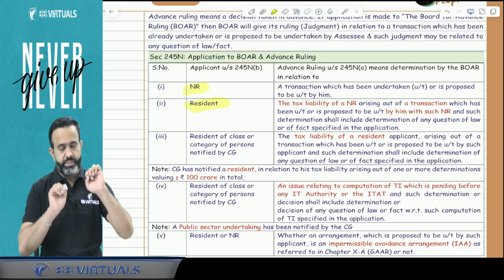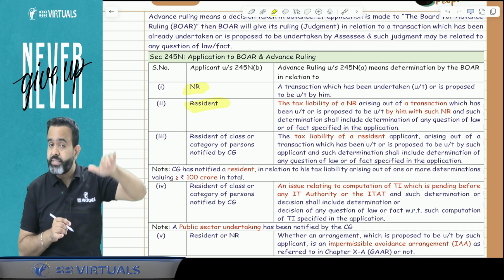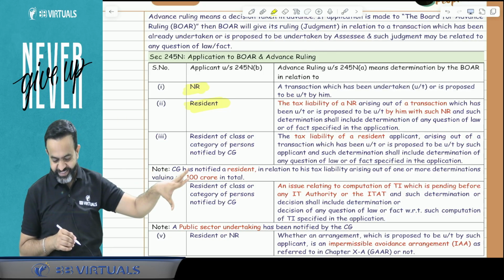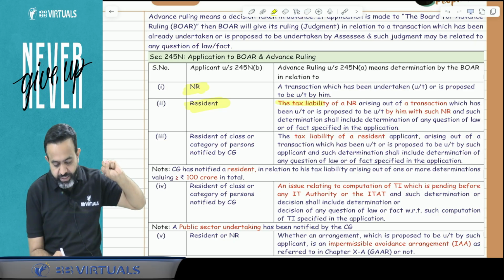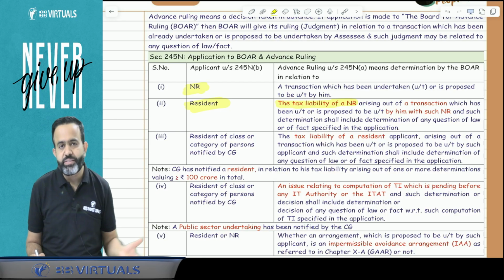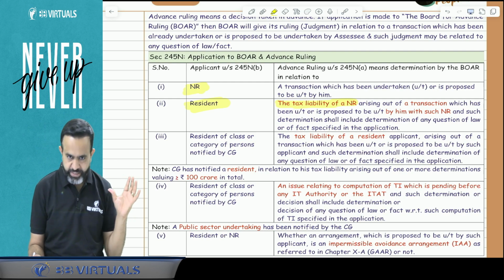If any resident person is doing a transaction with the non-resident, that resident person can apply for advanced ruling on behalf of the non-resident. Means here the resident person will apply for determining the tax liability of the non-resident, means what will be the taxability of the non-resident. So in simple words, a resident can apply on behalf of the non-resident.